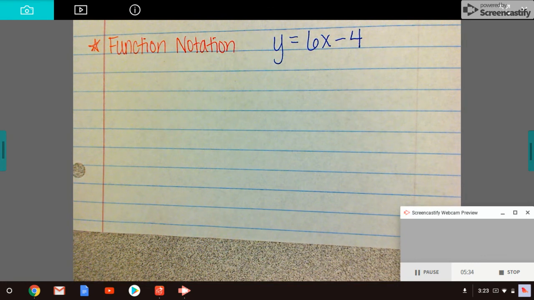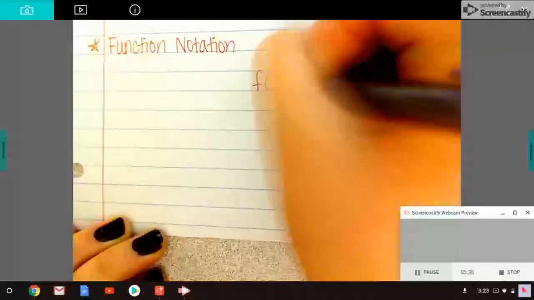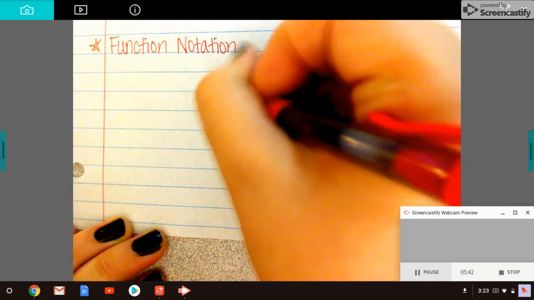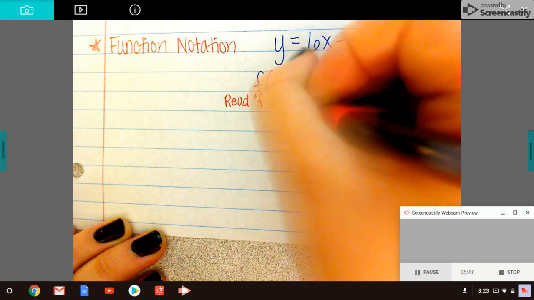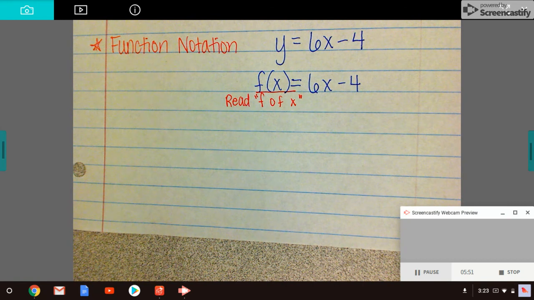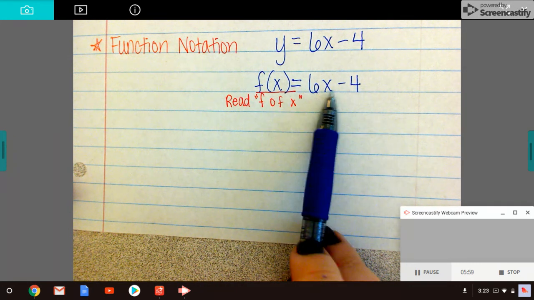If I was going to write this in function notation, the way it looks is like this. f of x is how we read it. So this piece, it's read f of x. Please don't say f parentheses x or f times x. This is saying the function, when you plug an x in, is 6x minus 4.